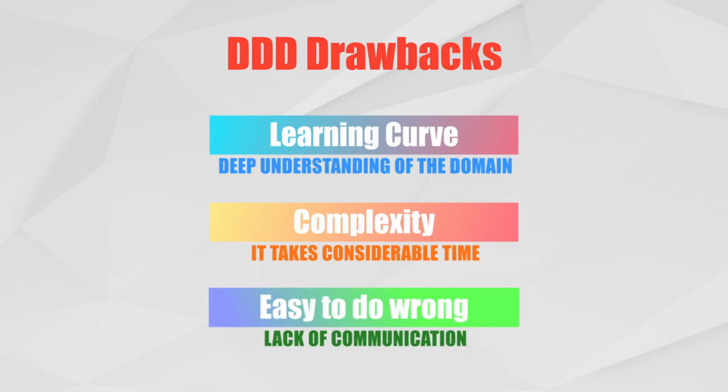Communication. Effective communication among developers, domain experts, and stakeholders is crucial for DDD's success. It ensures that the development is aligned with the domain business.